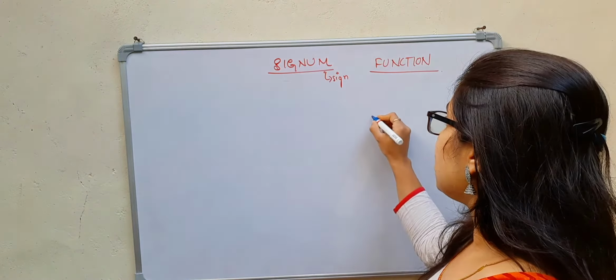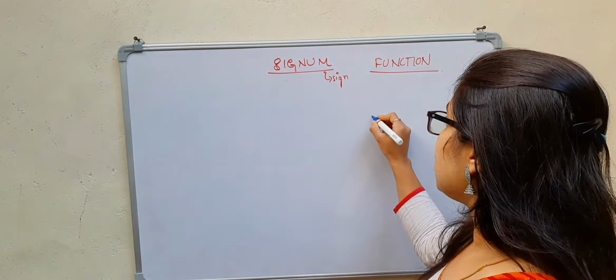So using the Gibbs phenomenon, I can write SGN of 0 equal to (1 plus -1) divided by 2, that is equal to 0. So at 0, we will consider the value as 0. This can also be defined as SGN of t equal to 0 for t equal to 0.